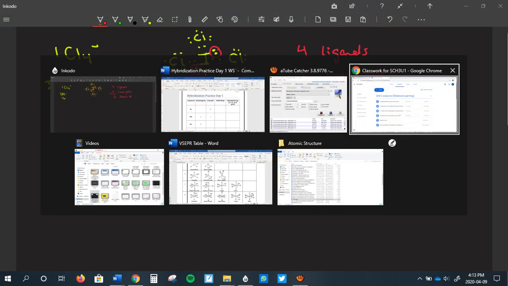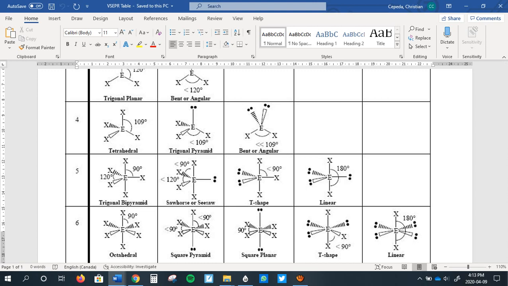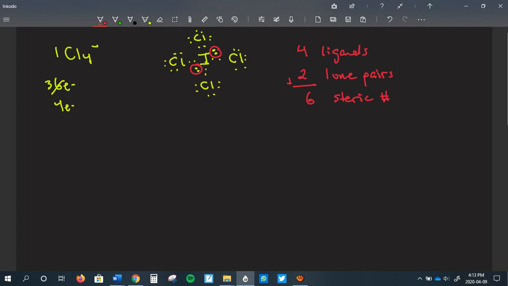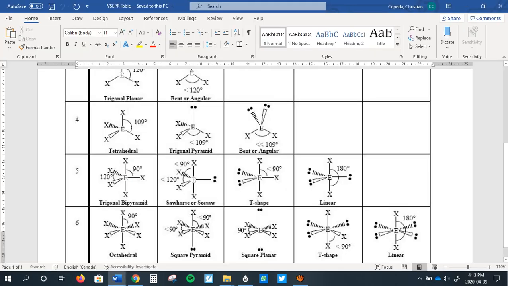I'm going to toggle to, I have this open, the VSEPR worksheet. And your VSEPR worksheet looks like this. We're going to look at the left here, steric number 6. And it has 2 lone pairs, meaning it is a square planar. So we want to practice, this isn't on our worksheet, but might as well practice this now. This is a square planar molecule. It will look something like this, right?